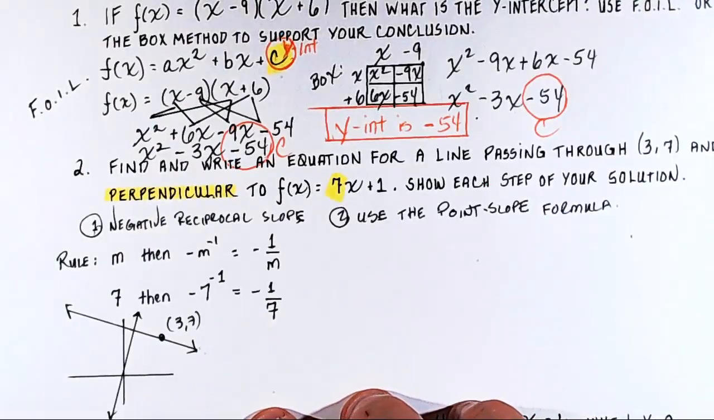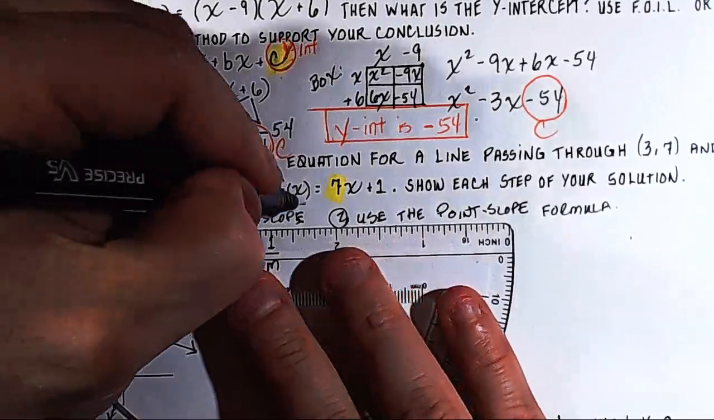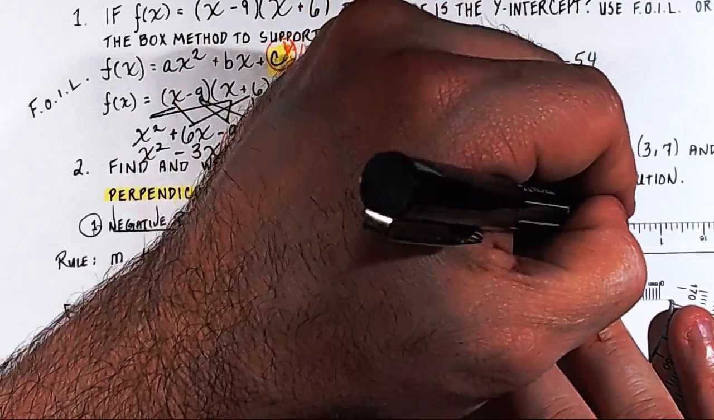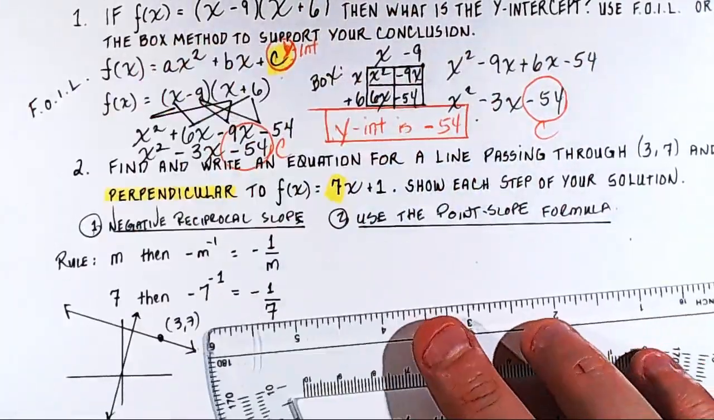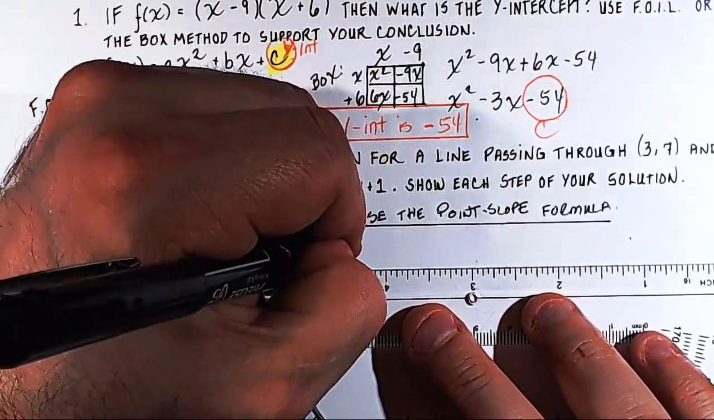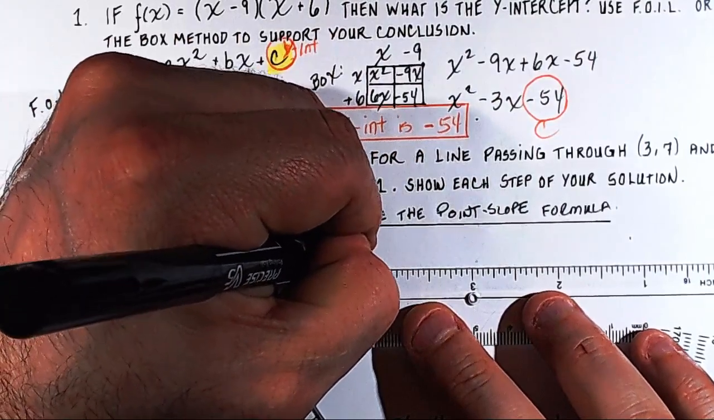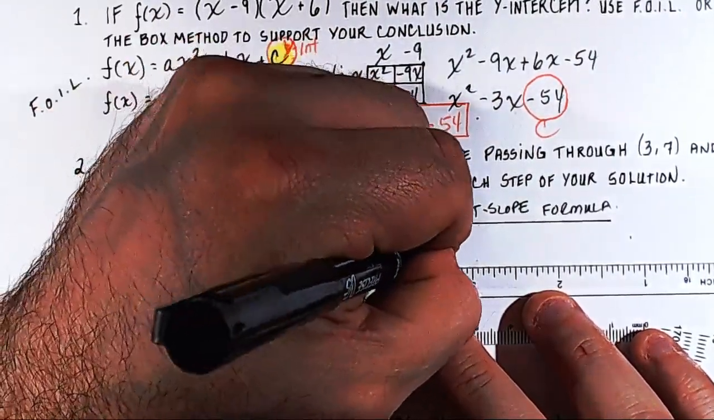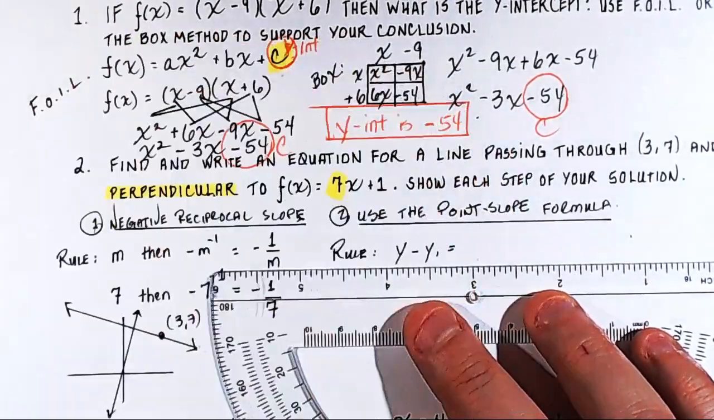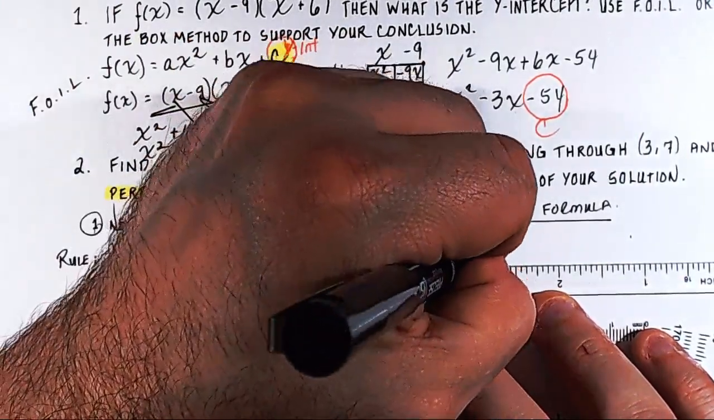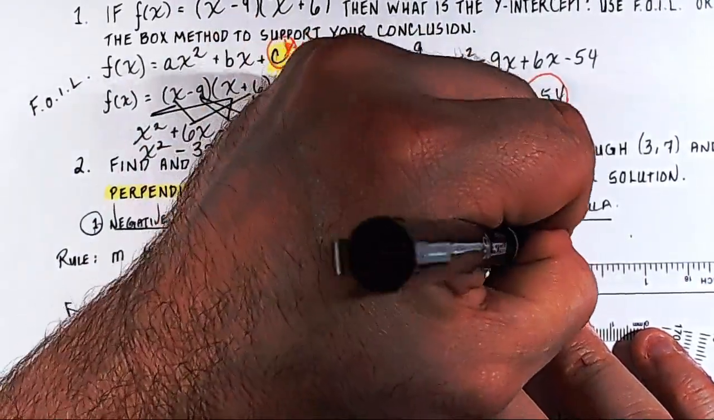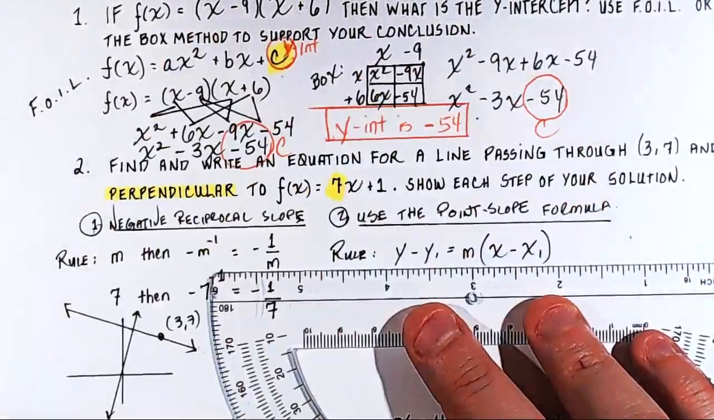Use the point slope formula. So step 1 was the negative reciprocal slope, and step 2 is the point slope formula. Well, what is the point slope formula? Here again we have this rule: y minus y1 equals m, open parentheses, x minus x1, close parentheses.